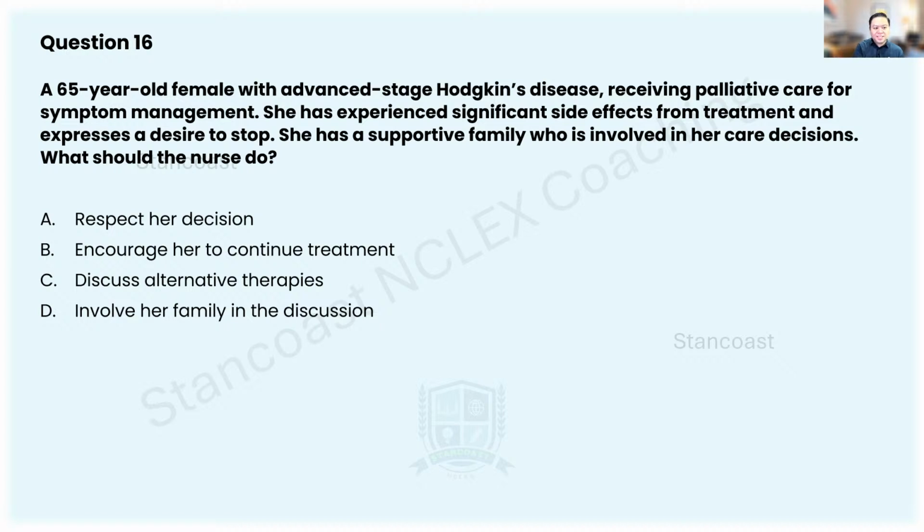So our patient is in advanced stage Hutchin's disease, receiving palliative care. Take note of the words palliative care for symptom management. She has experienced significant side effects from the treatment and expresses a desire to stop. So what do you think would be your intervention here? Are you going to do A, respect decision, or encourage her to continue treatment, or are you going to discuss alternative therapies, or D, involve family in the discussion? What would be your nursing action?